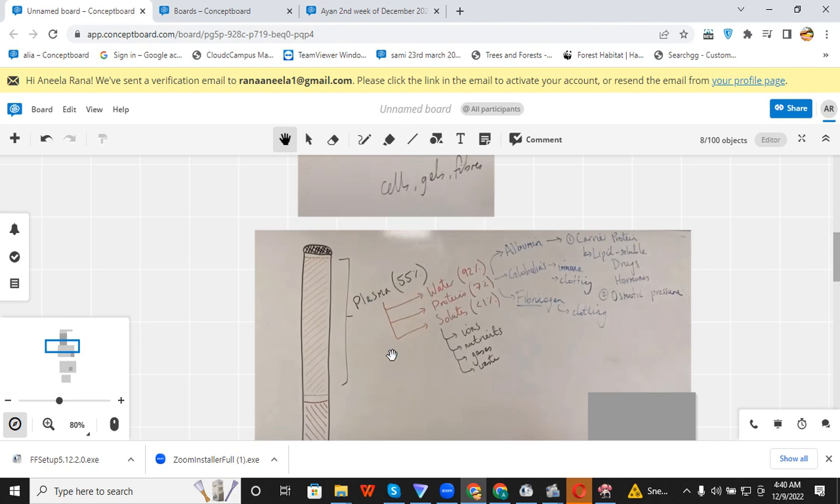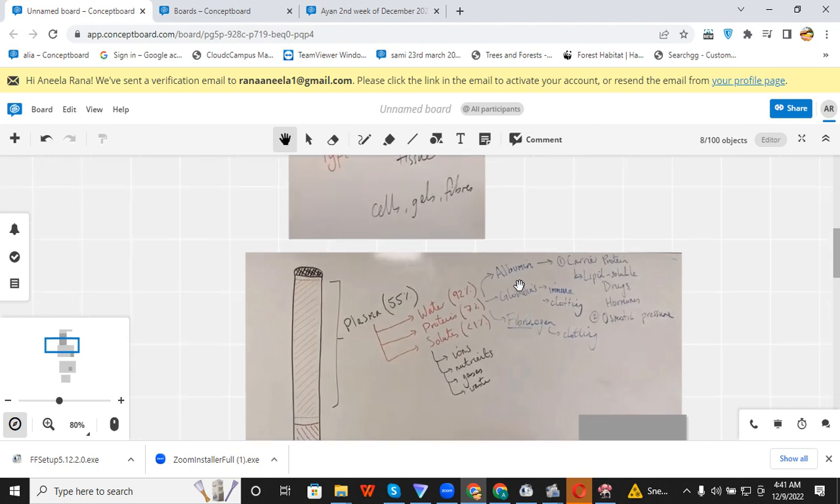Here you can see what is used to make the plasma: water, proteins, and solutes. 92% of the plasma consists of water, 7% protein, and the solutes are just less than 1%. On the basis of the amount, the water is more abundant, so it will be on the top, then the protein, which is less, and then the solutes, which are very small in amount.